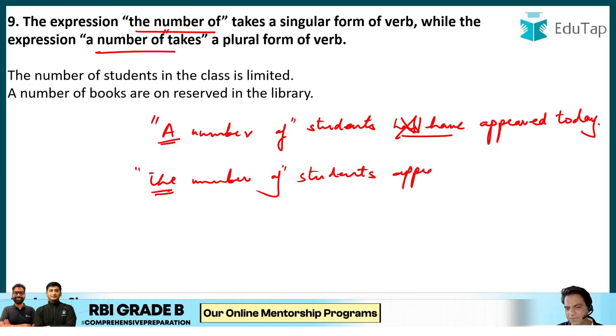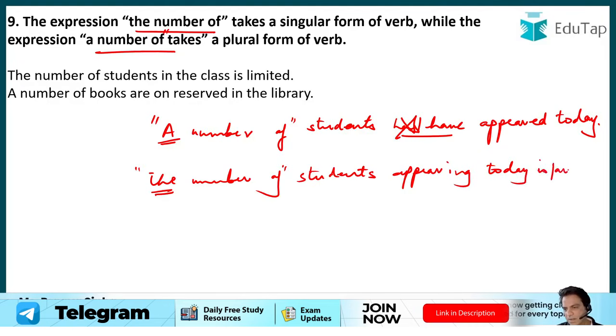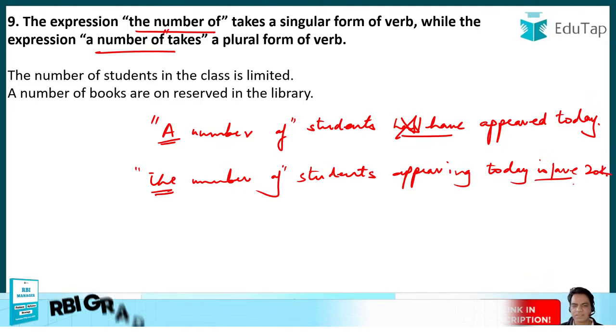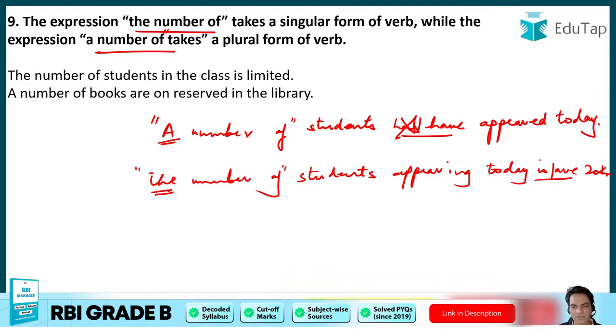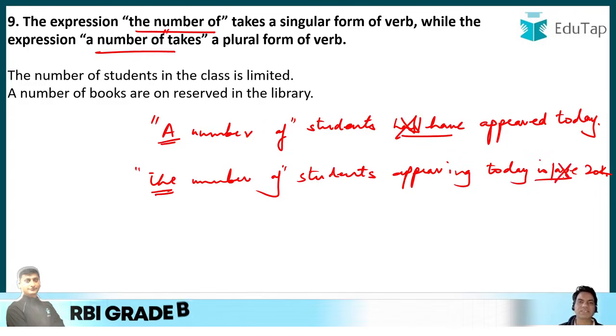students appearing today is or are 20,000? Yes guys, the number of students appearing today is 20,000 or are 20,000? Now the number is a specific number. Here we will use a singular verb.